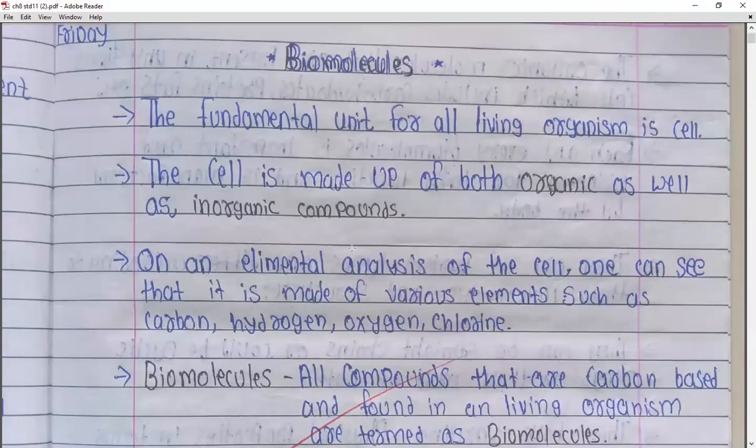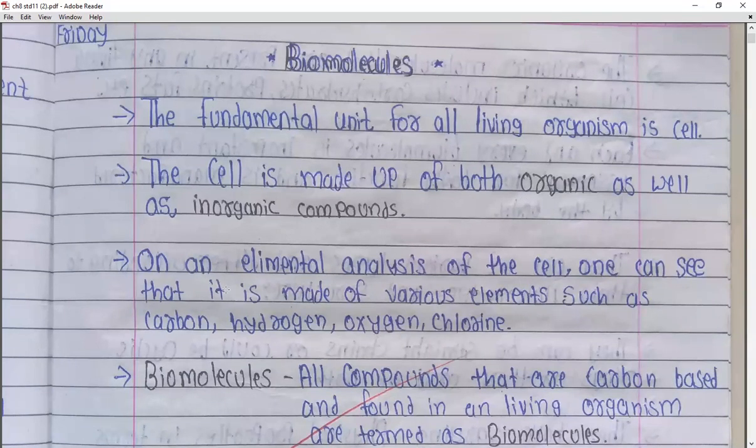Now the fundamental unit for all living organisms is the cell. As we have seen in chapter 8 also, without a cell, no living organism can be said to be a living one, right? Now the cell is made up of both organic as well as inorganic compounds. So you need to know that the cell is made up of two things: organic components as well as inorganic components.